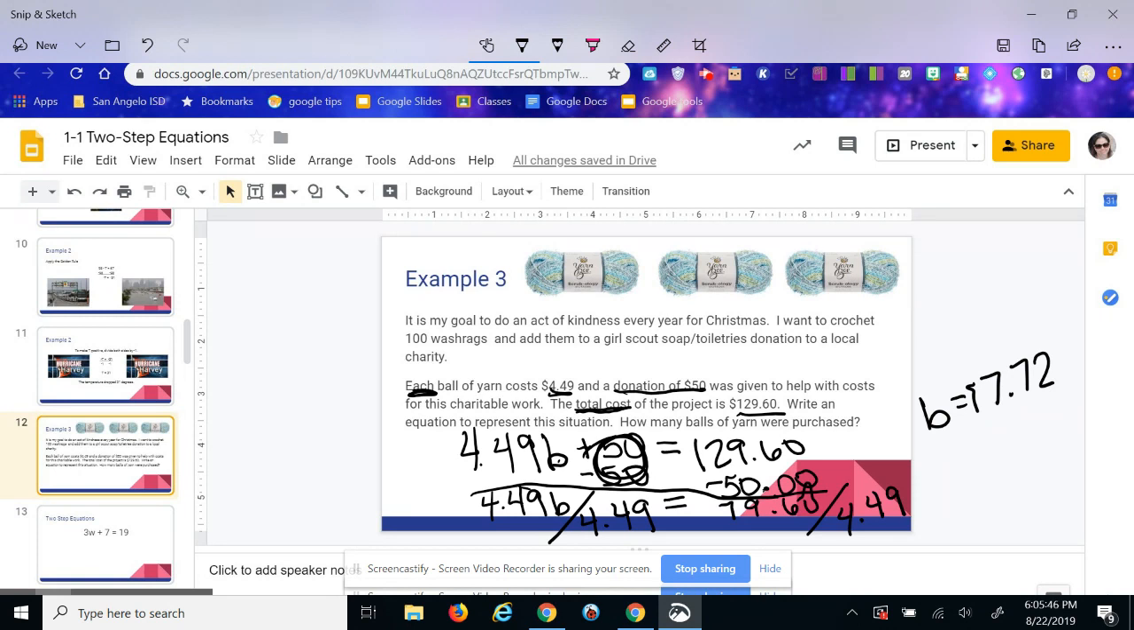Now B is 17.72, that's a decimal. In balls of yarn, that should be a whole number, right? You can only buy a whole ball of yarn at the store. So I really need to round that to a whole number. So I get B is equal to 18, or I bought 18 balls of yarn.